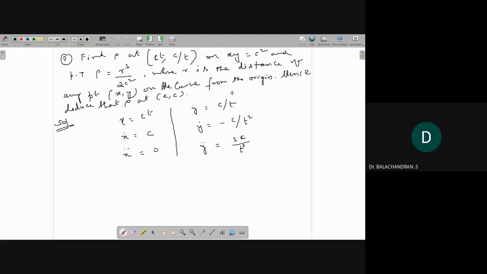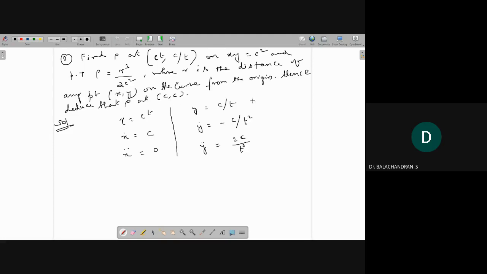I don't want to focus on the routine problems. Okay, find rho at t, c by t on the curve xy equal to c square, that is a hyperbola, and prove that rho equal to r cube by 2c square, where r is the distance of any point x, y on the curve from the origin. So you should know what r is. R is the distance of any point x, y on the curve from the origin. Hence deduce that rho at c, c.